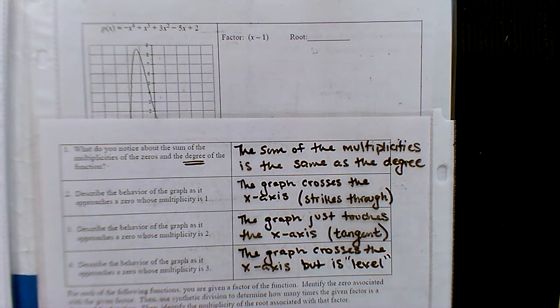Are we okay with those connections, those characteristics? Those make sense based off of the examples? Okay?